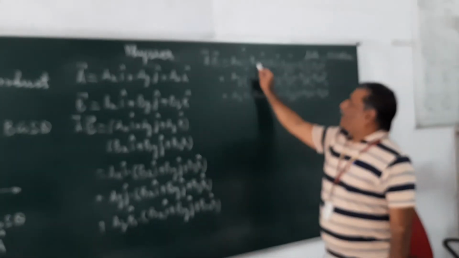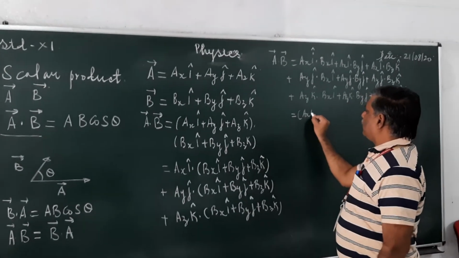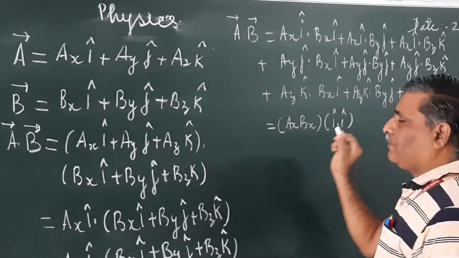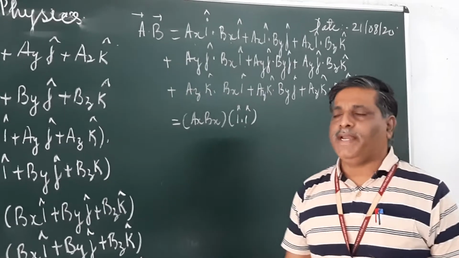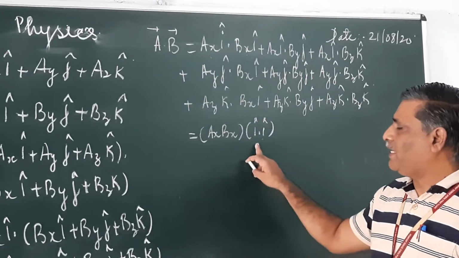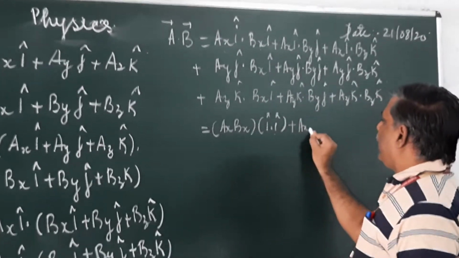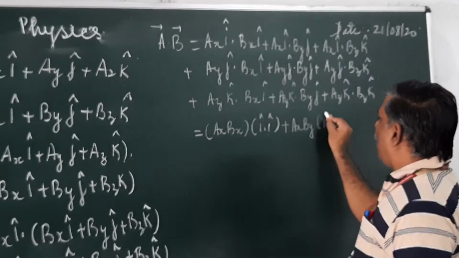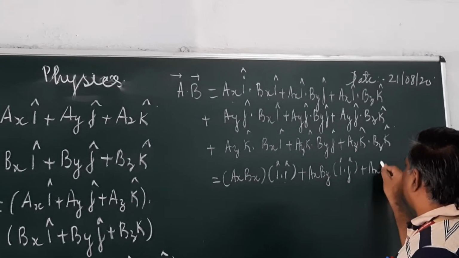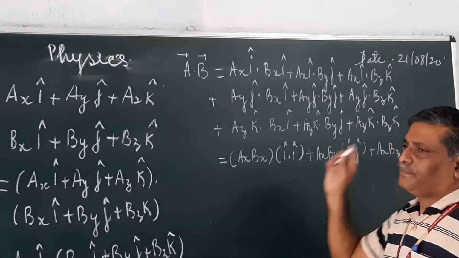Now AX BX, this complete term will become AX BX I dot I. AX is a number, BX is also a number, therefore it becomes I dot I. Let us see later on what is I dot I, but for the time being it is like this. Similarly, AX BY I dot J. Similarly, AX BZ I dot K. 3 terms.